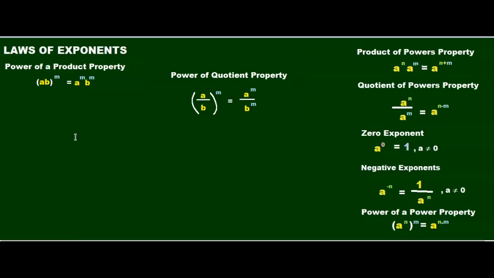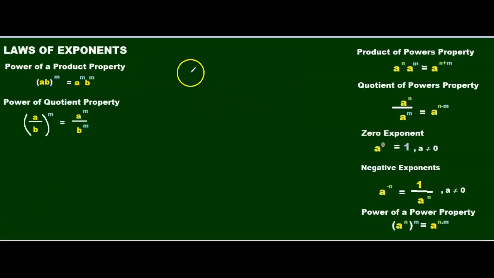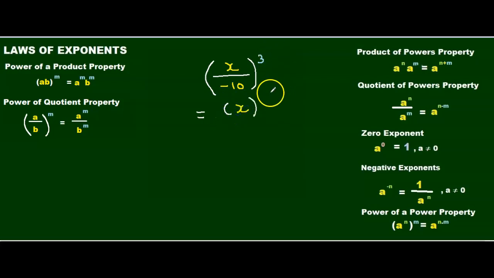So this is what we call the power of quotient property, where (a over b) to the power of m is equal to a to the power of m over b to the power of m. So let's say we have (x over negative 10) to the power of 3. The power of quotient property says that we have the equivalent of x to the power of 3 over (negative 10) to the power of 3.